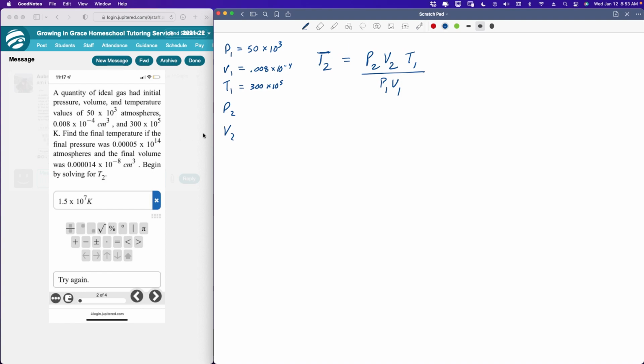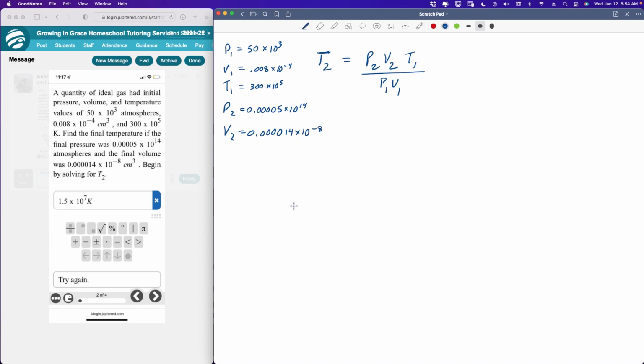The final temperature, this is the final part right here. Find the final temperature. That would be T2, T for temperature, final temperature. If the pressure was this, so we write down the pressure, 0.00005 times 10 to the 14, and the final volume was this, 0.00014 times 10 to the negative 8.